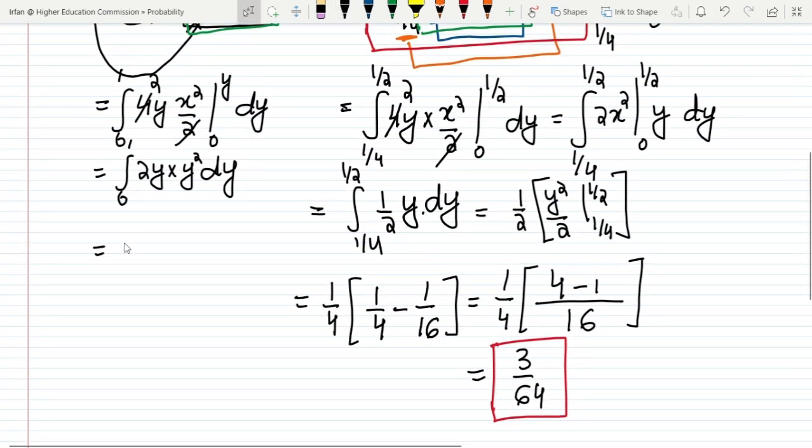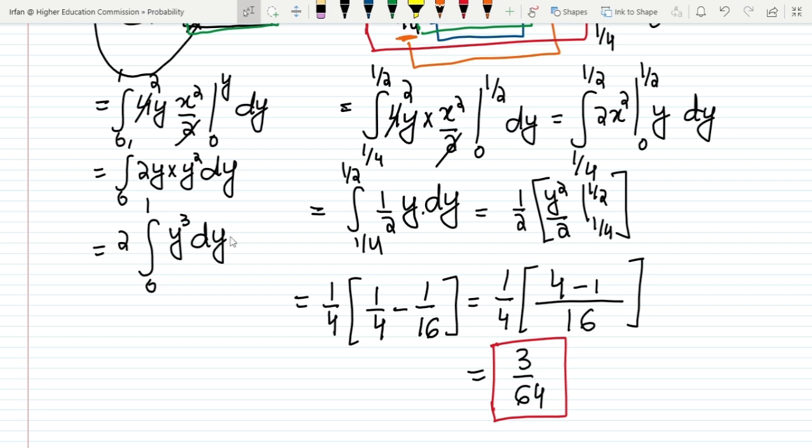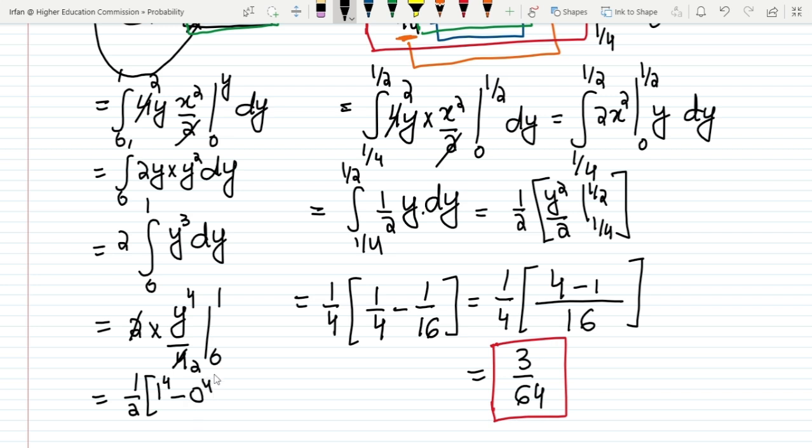So now it will be 2 times the integral from 0 to 1 of y cubed dy, which will be 2 into y to the power 4 divided by 4, from 0 to 1, and here I will have 1 by 2, which is now 1 raised to power 4 minus 0 raised to power 4, which will ultimately give me 1 by 2. So the solution of part B is 1 by 2.